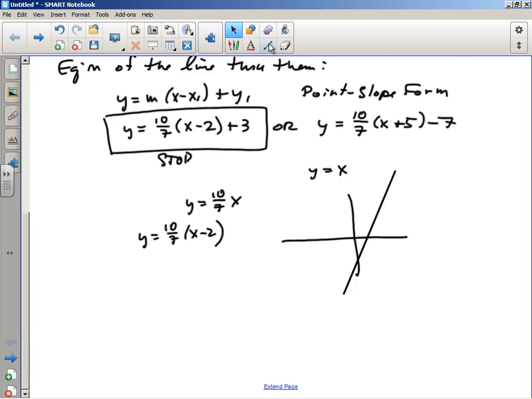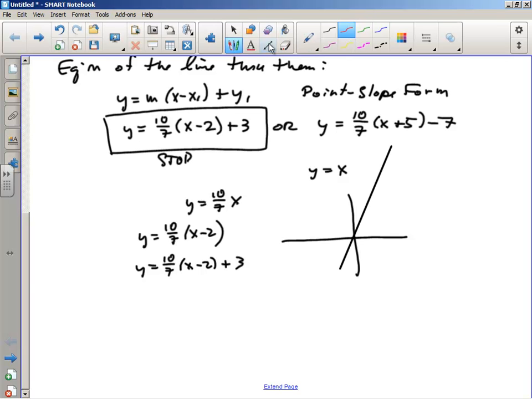Okay? And then what about y equals 10/7 times the quantity x minus 2 plus 3? Well, that's that same line moved up 3. You see what I'm saying? So this point right here at 2, 3 actually started at 0, 0. And multiplying by 10/7 made everything steeper, shifting to the right by the x minus 2, and then moving up with a 3. This is coming soon to a math class near you.